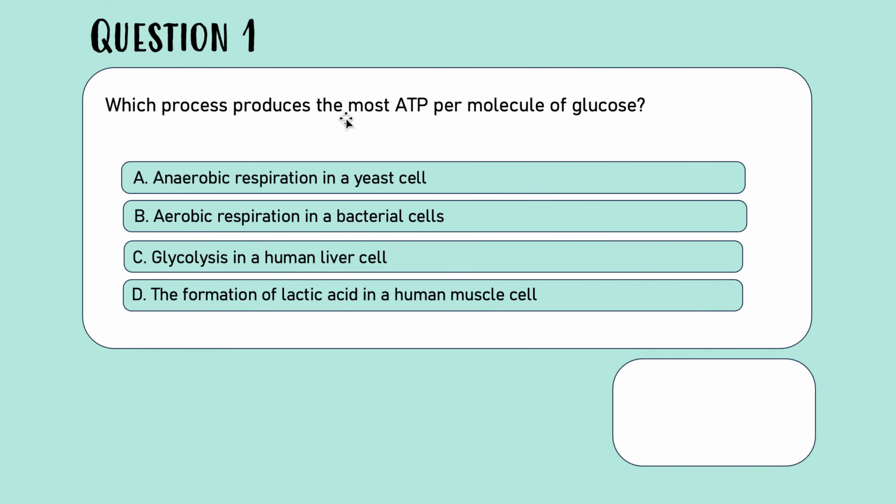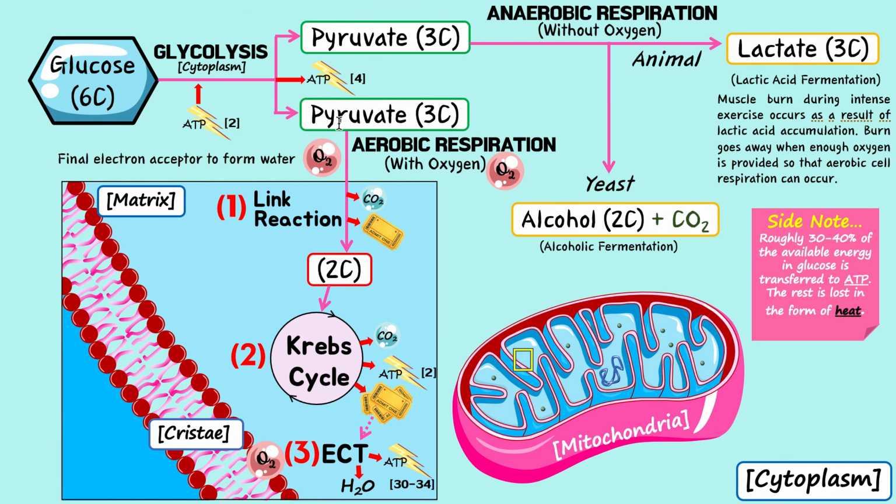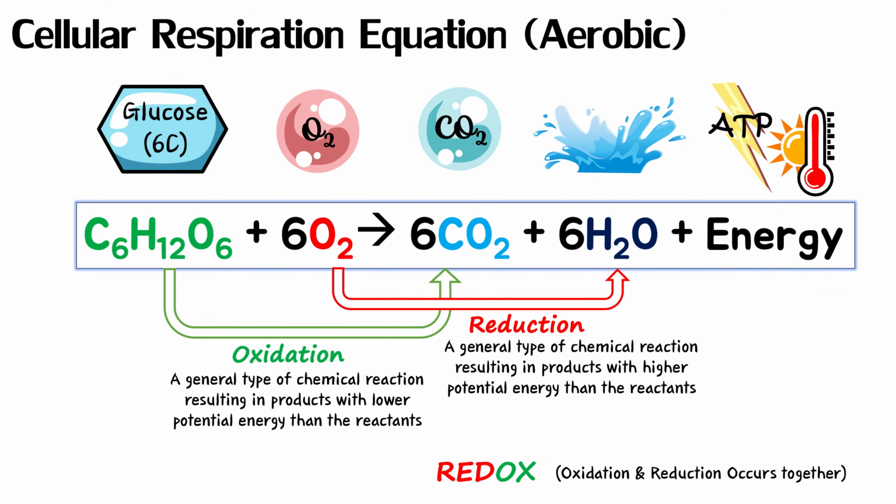Which process produces the most ATP per molecule of glucose? Anaerobic? Nope, definitely not anaerobic. They make like 2 total. Aerobic? Ooh, yeah, definitely aerobic respiration. And so they're saying aerobic respiration in bacterial cells. It doesn't matter if it happens in an animal or a bacterial cell. Aerobic respiration produces the most ATP. Okay, glycolysis? No, because glycolysis only produces 2 net ATPs. We saw, right? If we go back here, 2 net ATPs is made in glycolysis, so not much at all.